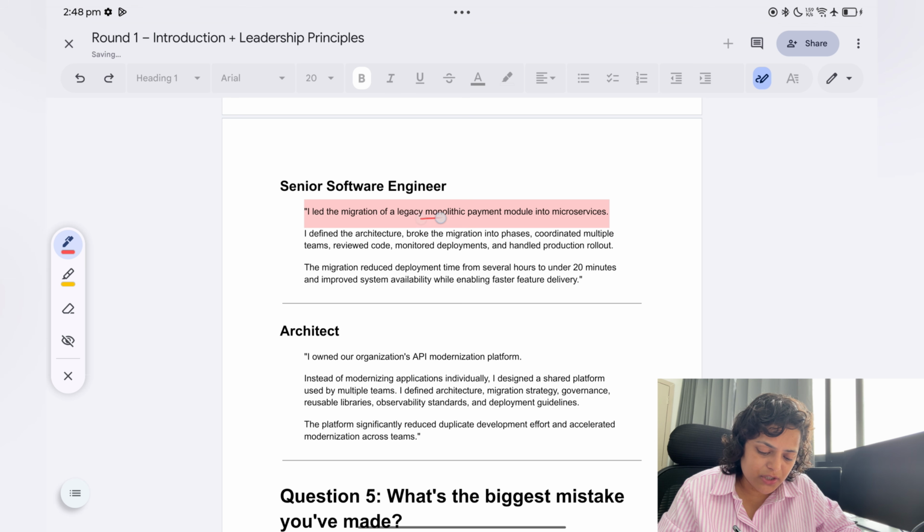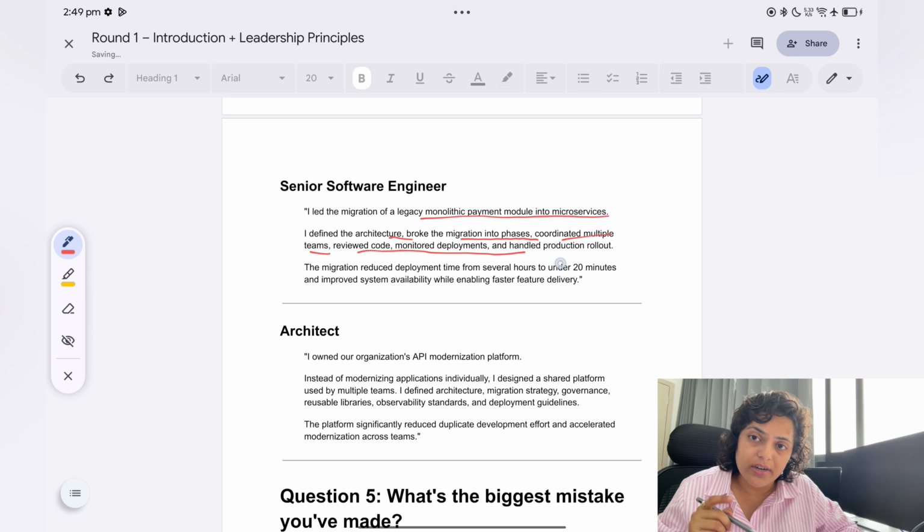So I led migration of a legacy monolithic payment module into microservices. Okay, he led the team. I defined the architecture, broke the migration into phases, coordinated multiple teams, reviewed code, monitored deployment, and handled production rollout. So all the leadership kind of work he has done. Okay, lead kind of thing.